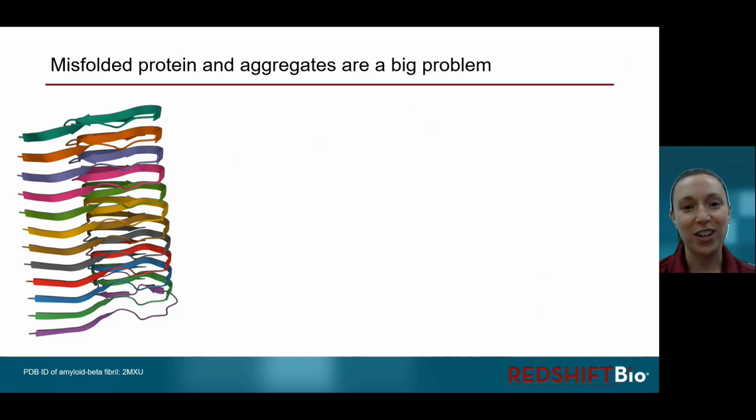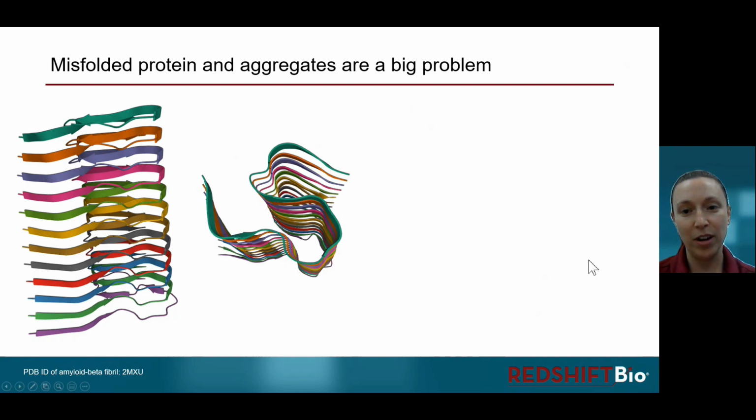Pictured here is a crystal structure of an amyloid beta protein fibril, similar to those that make up plaques in Alzheimer's patients. This is made up of multiple amyloid beta polypeptide chains, where each different color is an amyloid beta monomer. If we follow just one of the polypeptide chains and look top down, you can see these fibrils are stacks of antiparallel beta sheet structures.